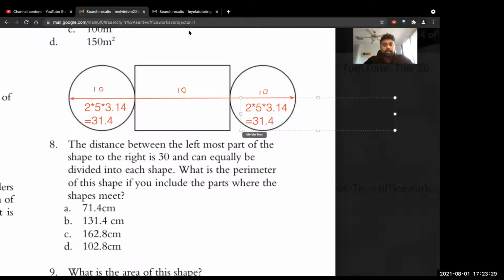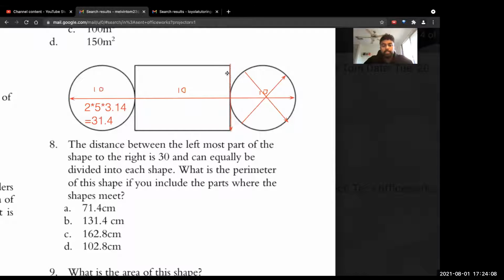Now, here's the way you solve for the height of this rectangle. So we know that the diameter of the circle is 10. The interesting thing about a diameter, guys, is that the diameter is the same anywhere you draw a line across a circle. So this length here is 10. This length here is 10. So this length must also be 10. You guys understand that?